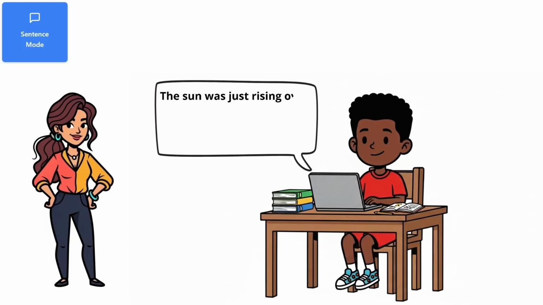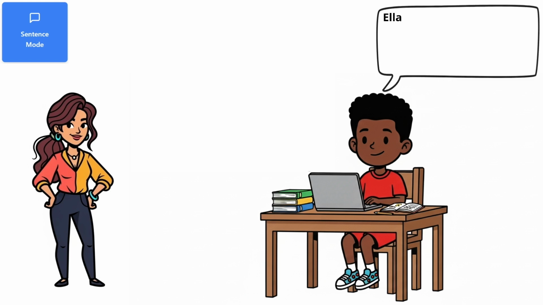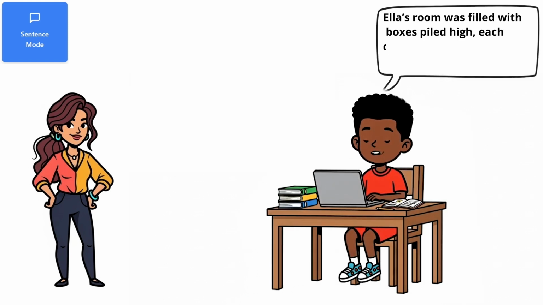The sun was just rising over Greenwood's cottage as Ella and her family prepared for the big move. Ella's room was filled with boxes piled high, each carefully labeled with her belongings.